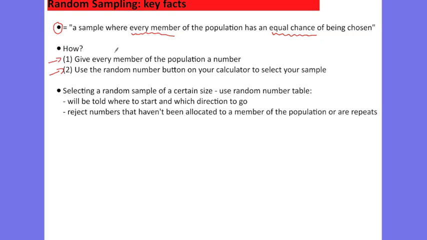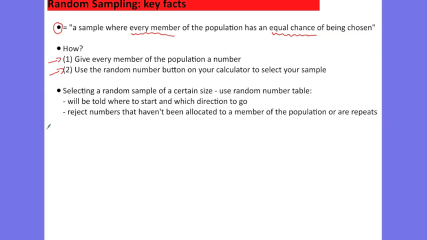Step 1, give every member of the population a number. Everyone needs to be identified by a number. Then, standard answer, use the random number button on your calculator to select your sample. Now, you could also use a random number table. Again, either one of those, but this is the common response given to how to carry out a random sample.